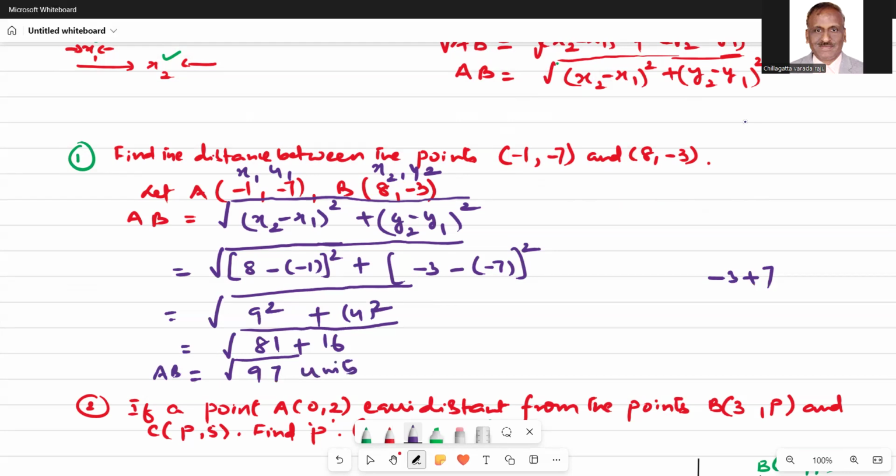So if you take the 2 points A and B on a Cartesian system and find the length of AB, the length of AB is equal to root 97 units.